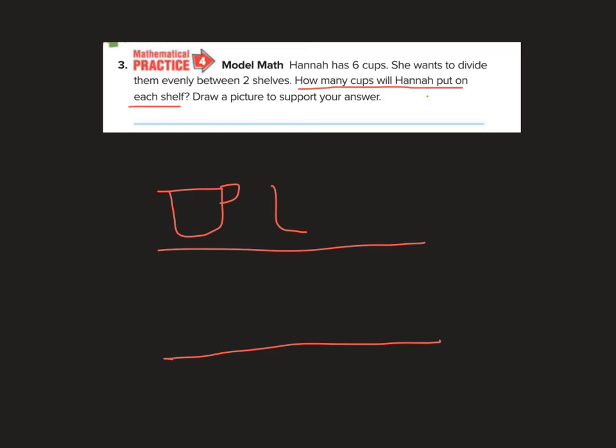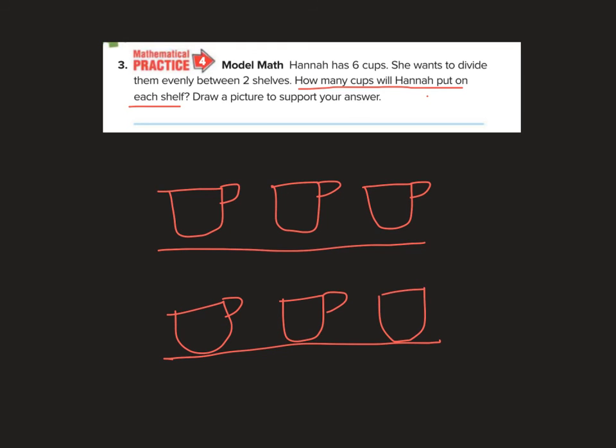Okay, 1, 2, 3, 4, 5, 6. How many are on each shelf? 3. 3 cups per shelf is what I need to write down. So that's all we've got there.